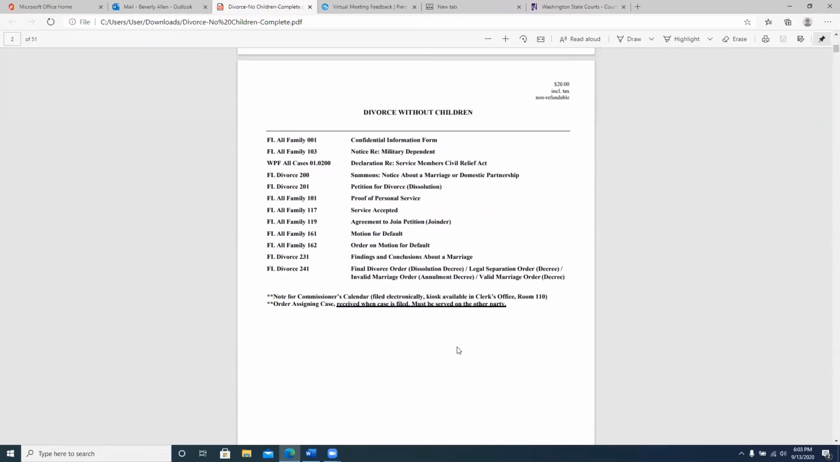So what's in this packet here? The confidential information form is the first form that you'll see. That form is crucial to letting the court know how to contact you and the other person. It also makes it much easier to fill out the vital statistics form, which is another form that you need to file when you are filing the case. If you do not know the answer to something that the confidential information form asks you, write unknown. They will still accept it.